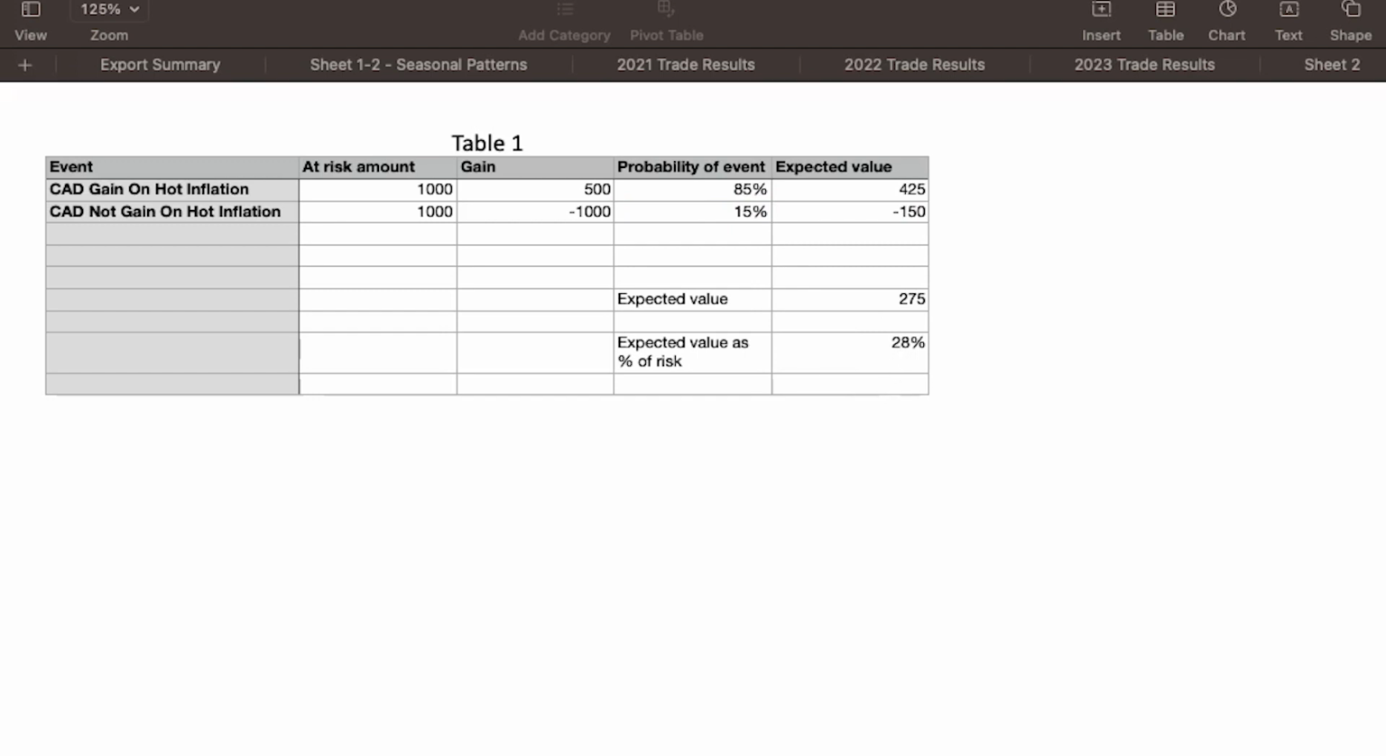Folks, I hope that helps. And that should just give you a little bit of understanding on the power of expectancy.